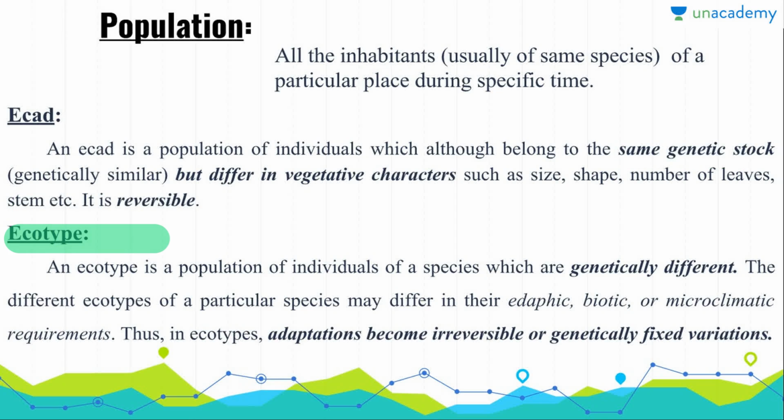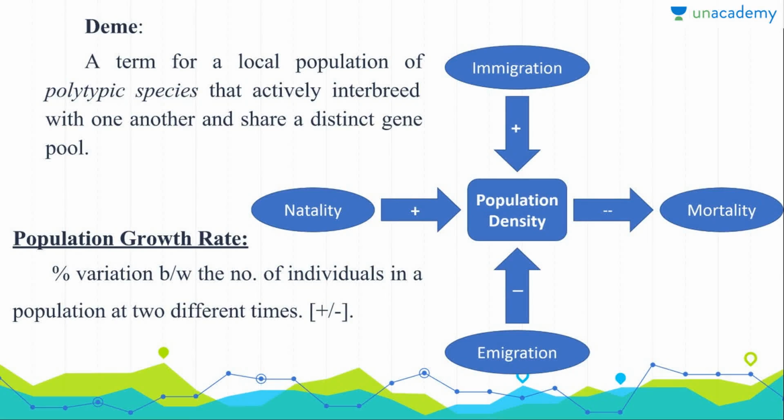Now what is an ecotype? Ecotype is a kind of population which has a genetically different stock, and due to this it is irreversible. Now we have the deme. It is a term used for a local population. Population growth is the percentage variation between the number of individuals in the population at two different times. It may be positive or negative depending upon the factors.